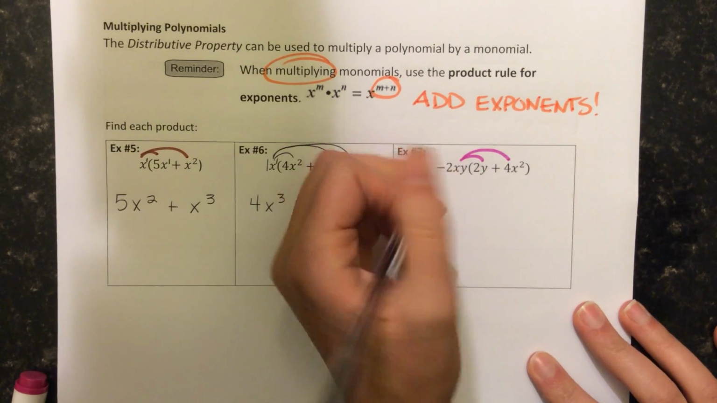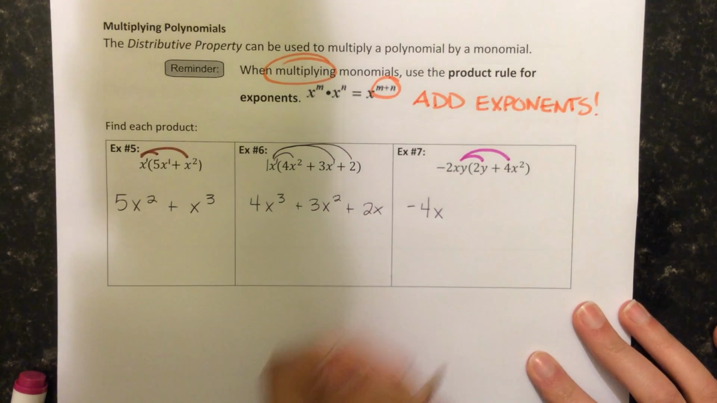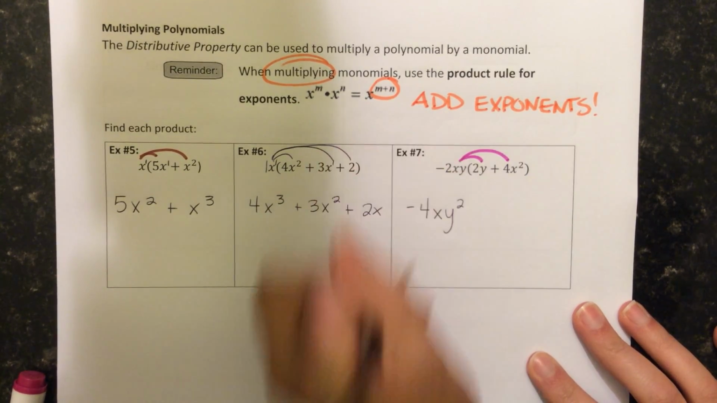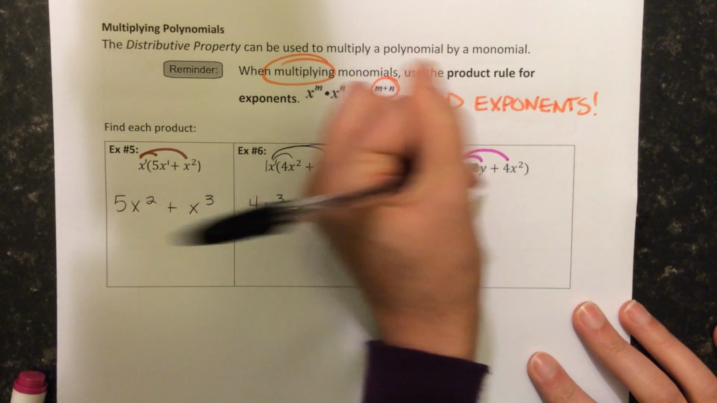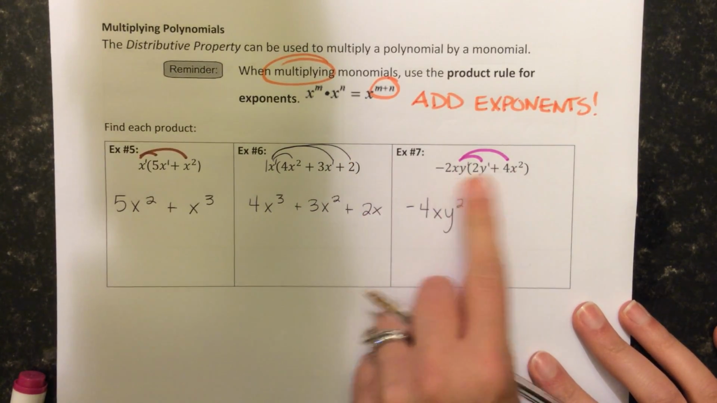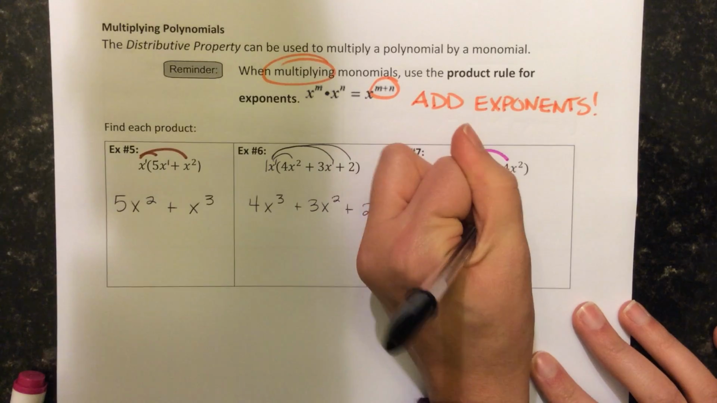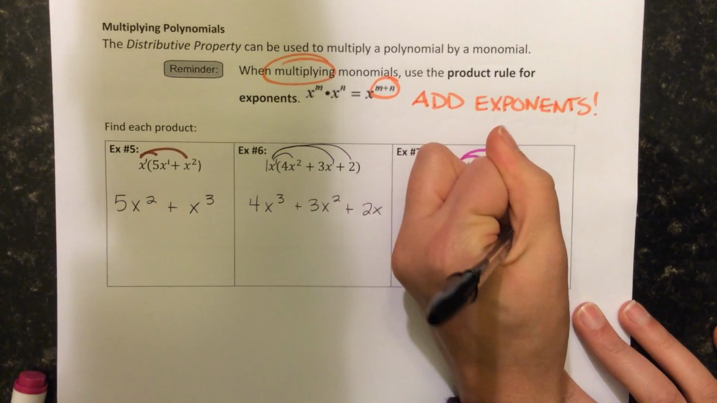-2 times a +2 gives me a -4. This x comes along for the ride, and now I have y squared. All right, so I'm adding my exponents for any of my variables that match here. Okay, so check out the next part. So -2 times 4, that gives me -8. This is going to be x to the third and y.